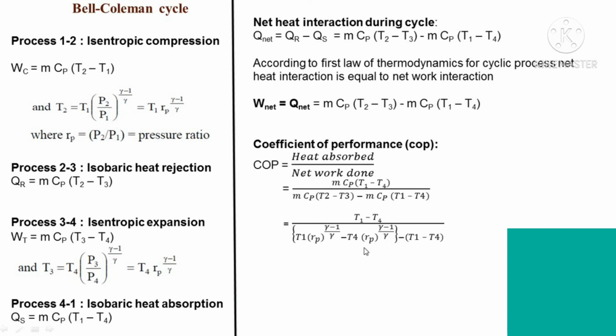And we are getting COP equal to, so T1 minus T4 is common and it will get cancelled, and we will get COP equal to 1 upon RP raised to (gamma minus 1) upon gamma minus 1. This is the COP, coefficient of performance, of the Bell-Coleman cycle, which is independent of temperature. It depends upon pressure ratio, that is RP pressure ratio. Okay, thank you.